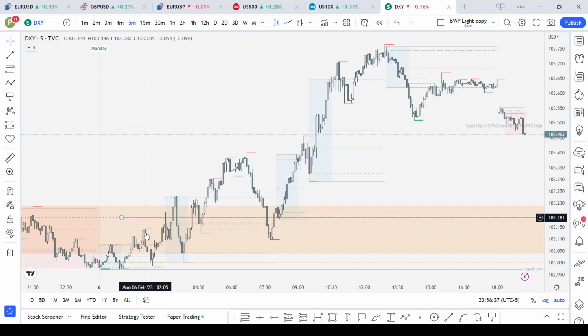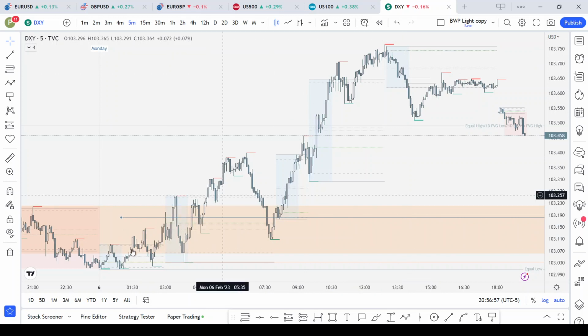Okay. So up close, fail to go below it. Up close, fail to go below it. Down close, fail to go above it. So this can be used as the directional bias for the day or for the session.